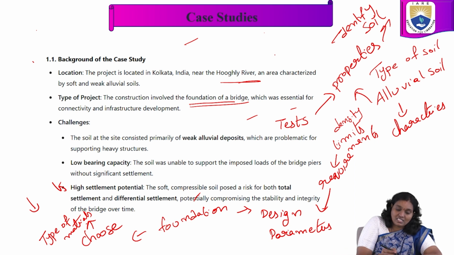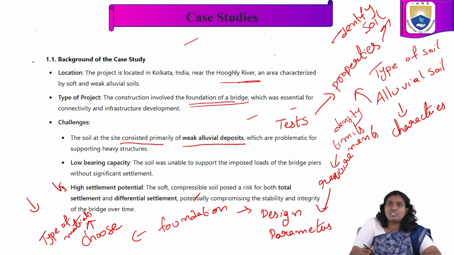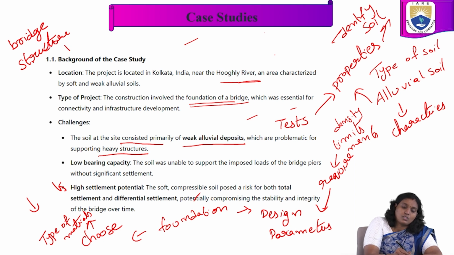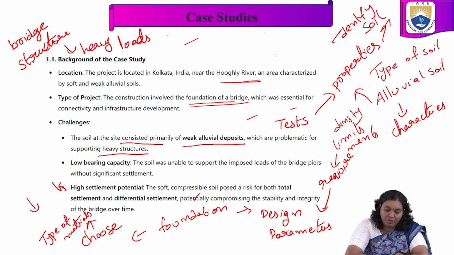The soil at the site consisted primarily of weak alluvial deposits, which are problematic for supporting heavy structures. The bridge itself is a heavy structure, and so many heavy loads are going to move on it. Moving loads are there in any type of bridge.